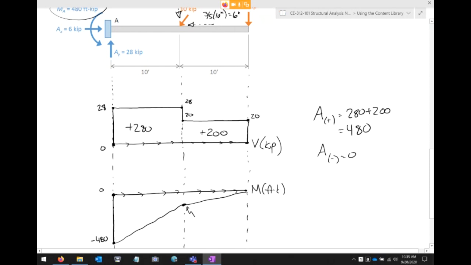Anybody tell me what that point is? Negative 200. That is correct. Because you're at negative 480 and you jump up 280, so that puts you at negative 200. And so that's your moment diagram right there.